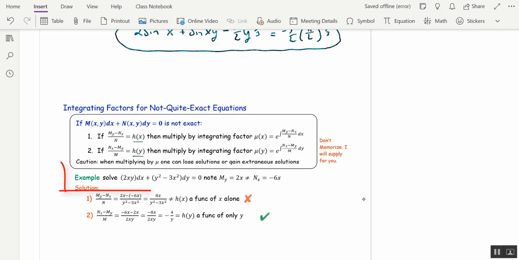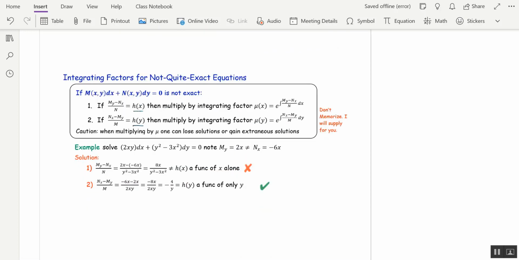Let's look at an example right here. So first of all, this equation is not exact. I looked at my, got 2x, but nx was negative 6x. Those are not equal, so this differential equation is not exact. All right, so I started with 1. I looked at my minus nx over n. Now, that turned out not to be just a function of x. I wasn't able to cancel the y's and just get a function of x.